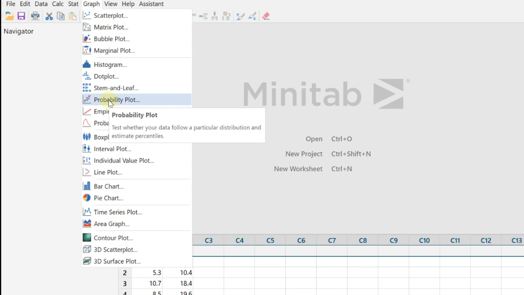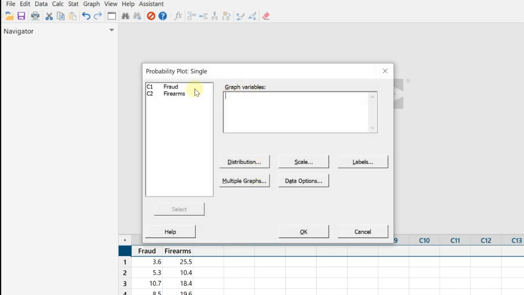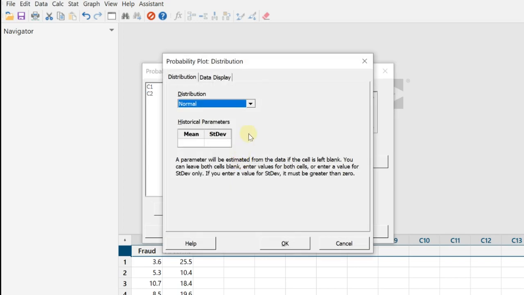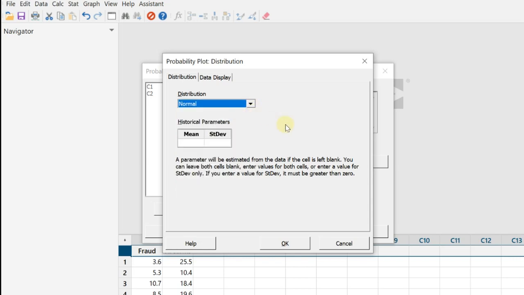It's the probability plot. It tests whether your data follows a particular distribution. Remember, I use box plots, but this is actually better for small samples. You can look at multiple or single. Let me show you single first. Graph variables: fraud, firearms. For the distribution, you can tell it to test whether it follows a normal distribution or all of these other distributions. I'm going to stay with normal.